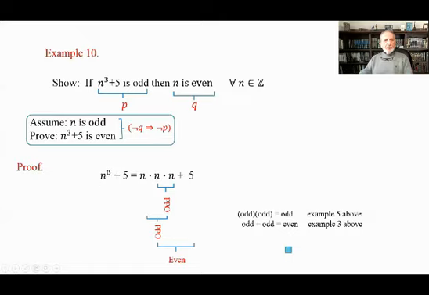Proof. n cubed plus 5 is equal to n times n times n plus 5. Now n is odd. And in example 5, we proved that the product of two odd numbers is odd. So this is odd. Now you multiply this odd number by n, which is odd, you get an odd number. Now odd plus odd, from example 3 above, is even. So we proved n cubed plus 5 is even. So we proved not q implies not p.